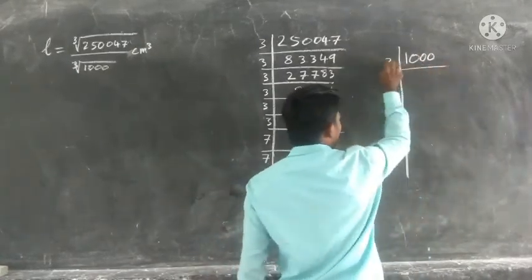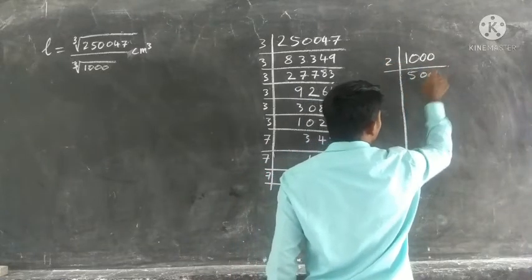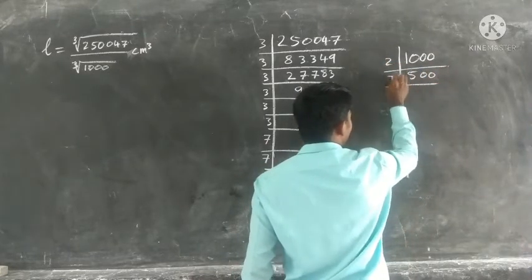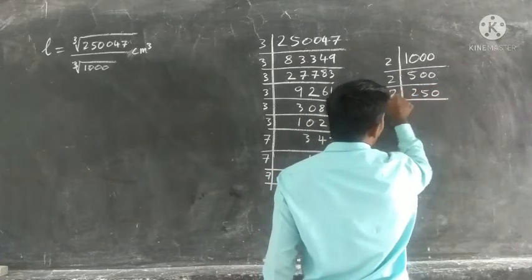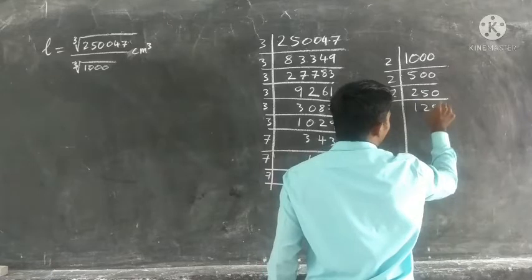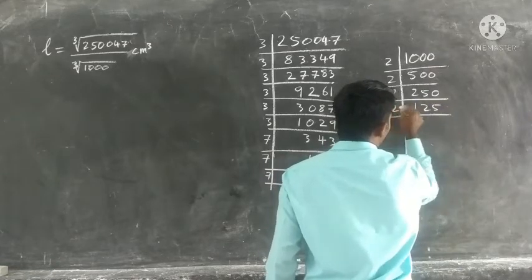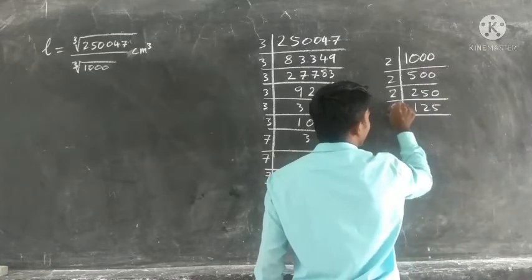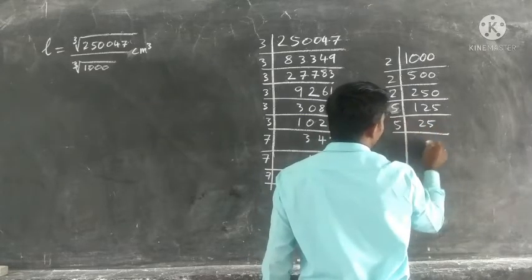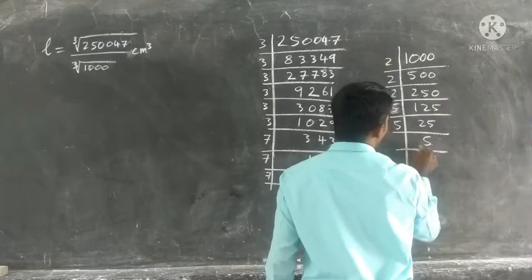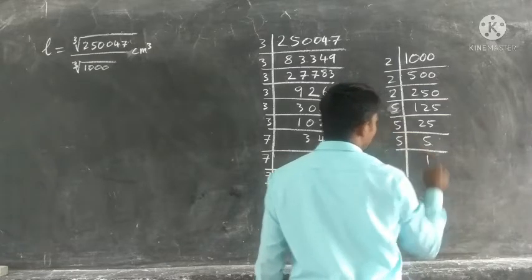1000 we can divide by 2, we will get 500. 500 we can divide by 2, we will get 250. 250 we can divide by 125. 125 we can divide by 5, we will get 25. 25 we can divide by 5 to get 5. 5 we can divide by 5 to get 1.